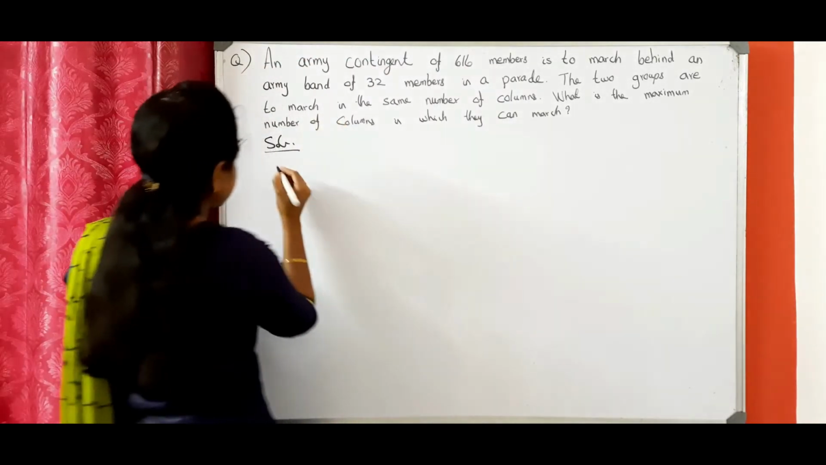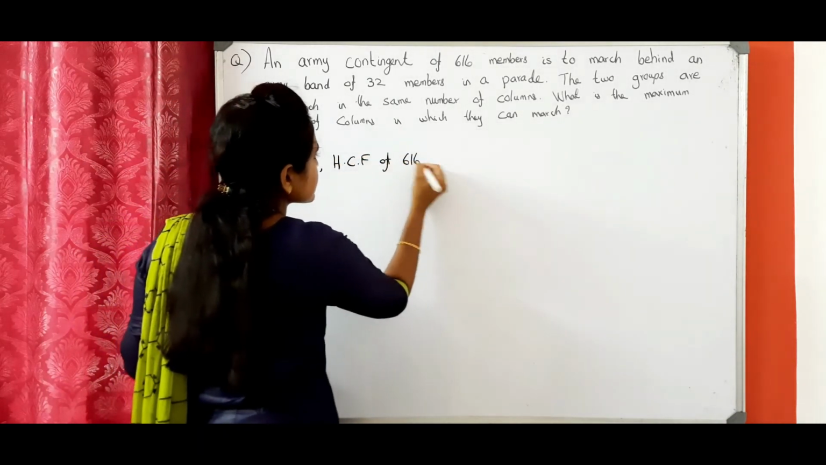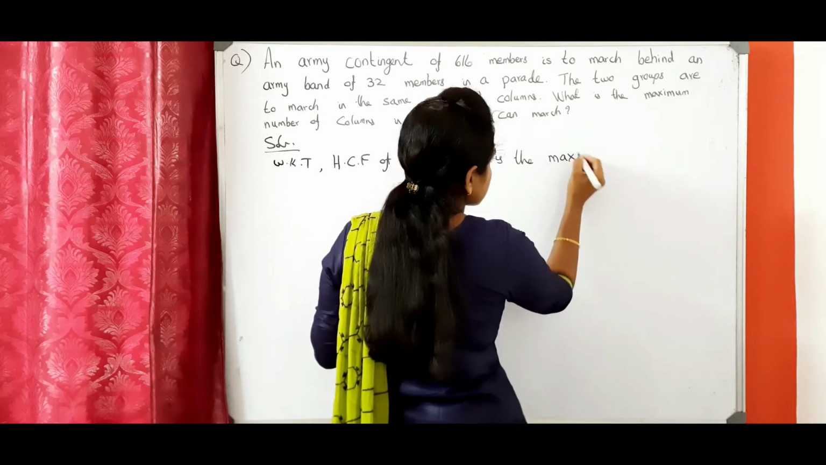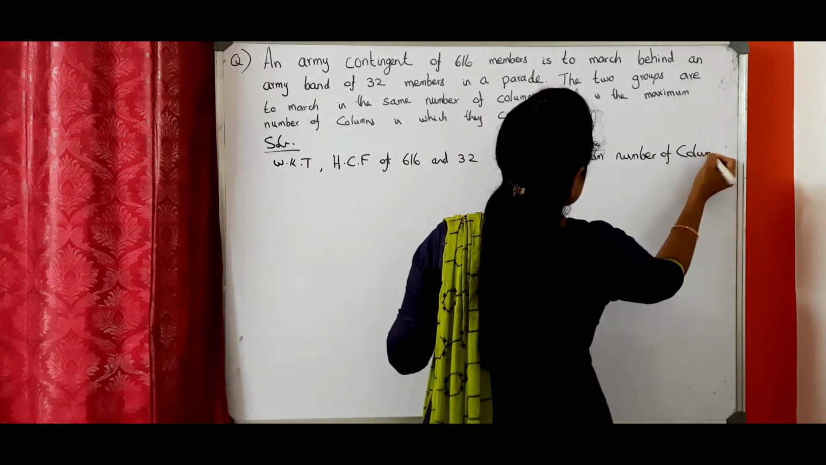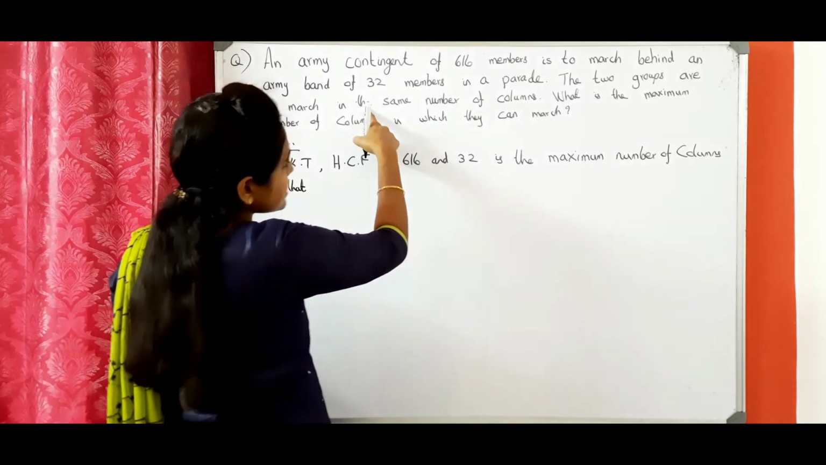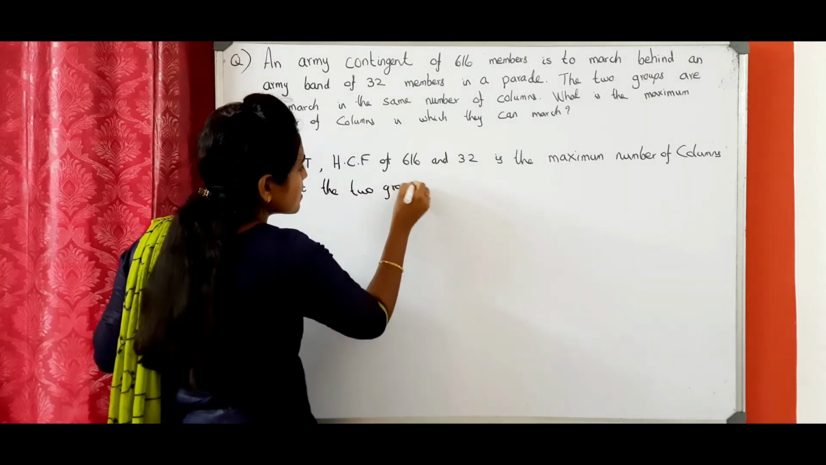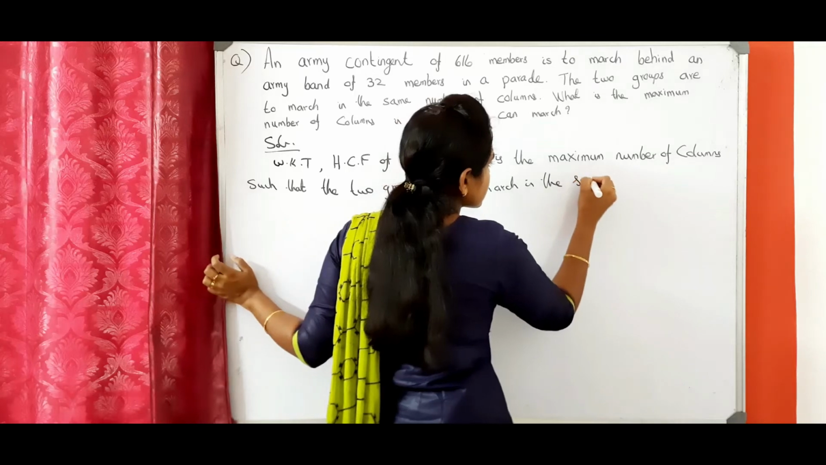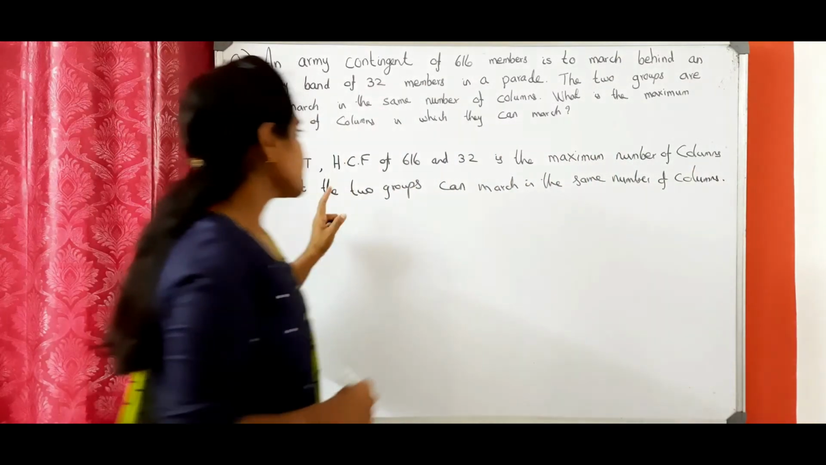So first, we know that the HCF of 616 and 32 is the maximum number of columns, such that the two groups can march in the same number of columns. So we need to find the HCF of these two numbers.